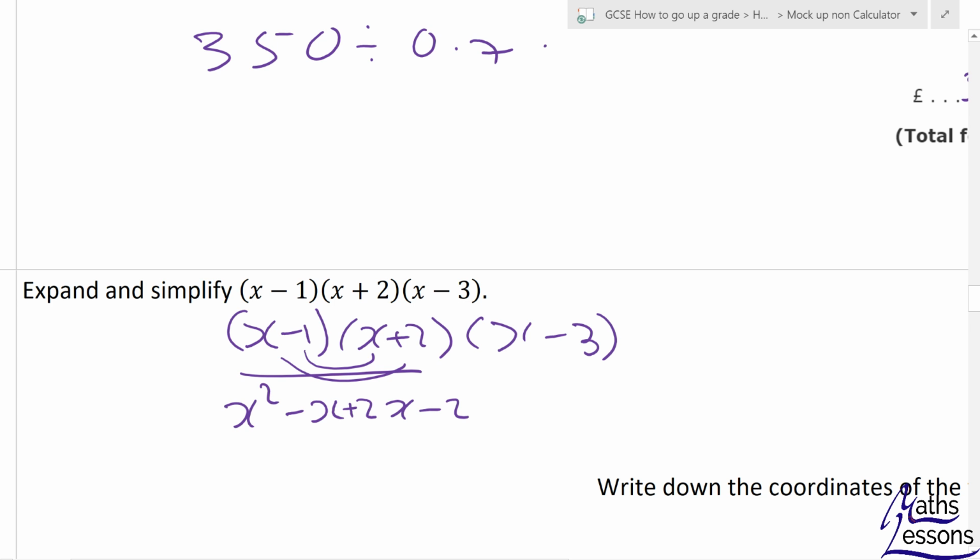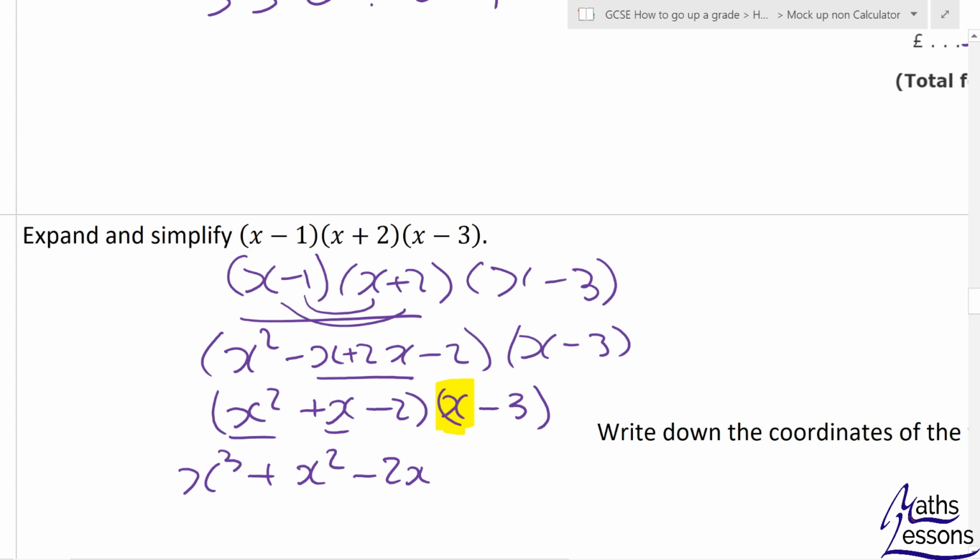And to do this, I'm going to times everything by x first. So let's just do that. So we get x cubed when I times that, plus x squared when I times this, and minus 2x when I times that. I'm now going to times minus 3. So minus 3 gives me minus 3x squared. Times by this gives me minus 3x. Times by this gives me plus 6.